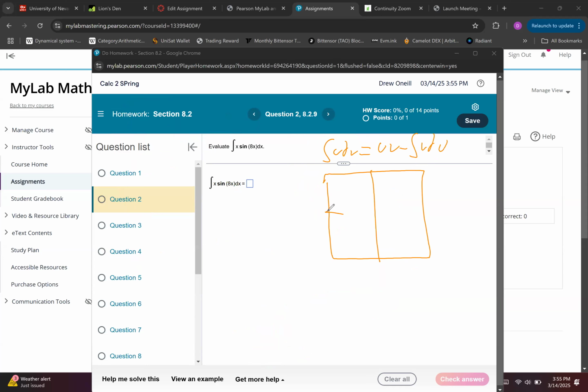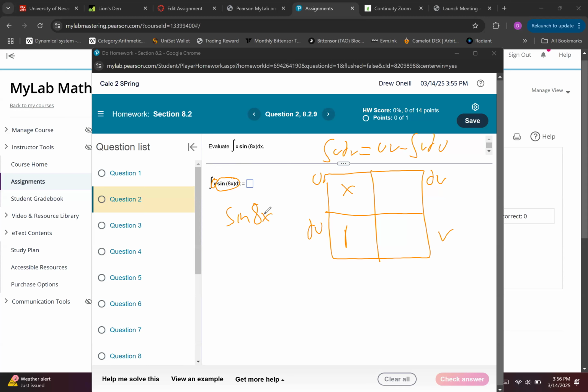And we're going to split the box in 4 equal parts. One of them is going to be u, one of them's du, one of them's dv, and v. So if my u is x, then what's the derivative of that? It's 1. And if this is u, then my dv is sine of 8x.